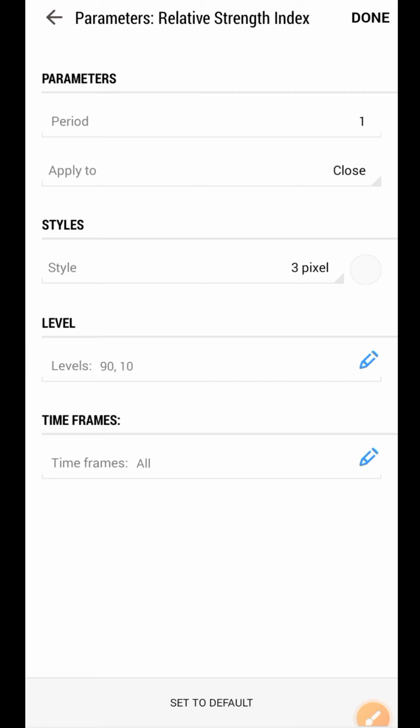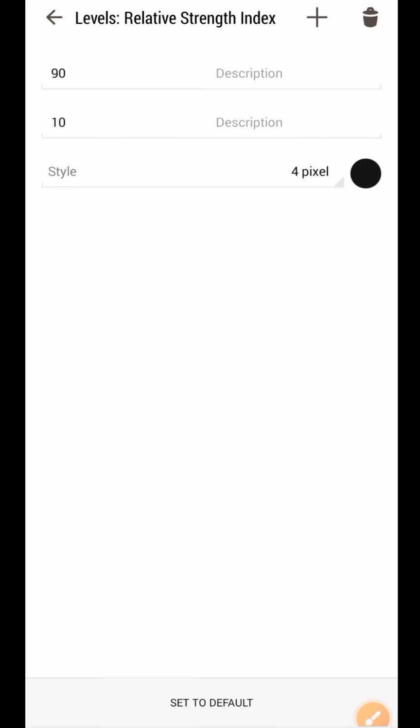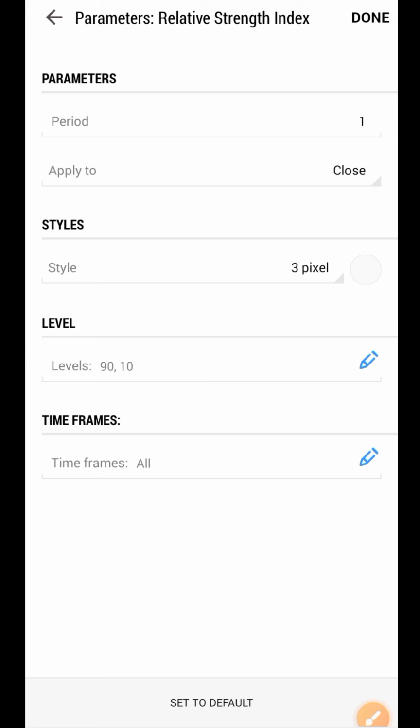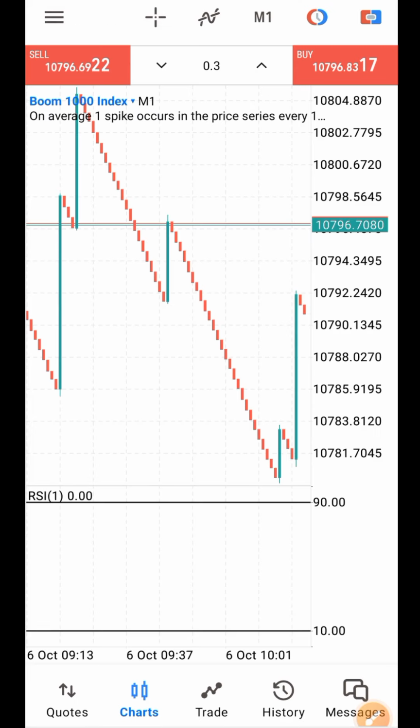The period is 1, apply to close, type 3%, levels are 90 and 10. The time frame is all time frames. Though we are only using the 1 minute time frame, just leave it as all time frames. Now click on done. If you add that correctly, you should have something like this.